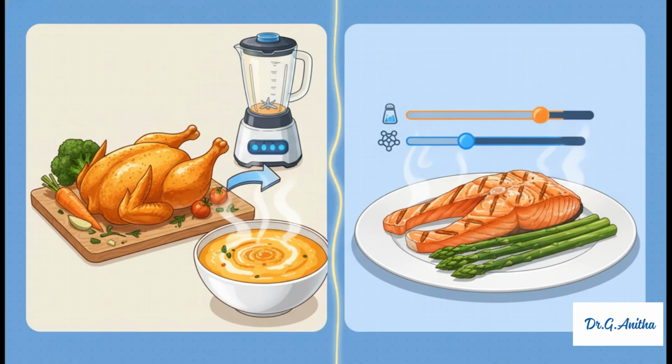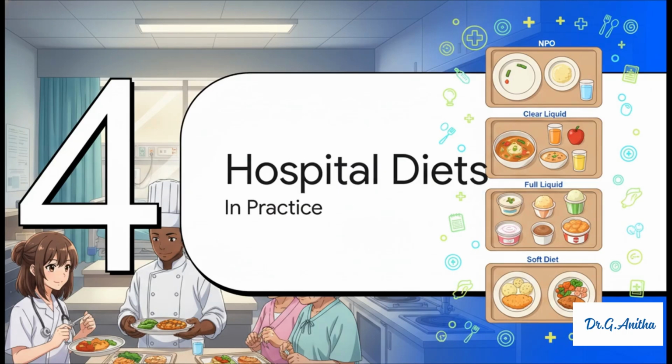On the one hand, you've got qualitative changes. That's when we alter the very nature of the food, like switching to a liquid diet. On the other hand, you've got quantitative changes. This is where the food might seem similar, but we're precisely adjusting the levels of something specific, like creating a low-sodium diet for a patient with hypertension. Okay, let's make this real.